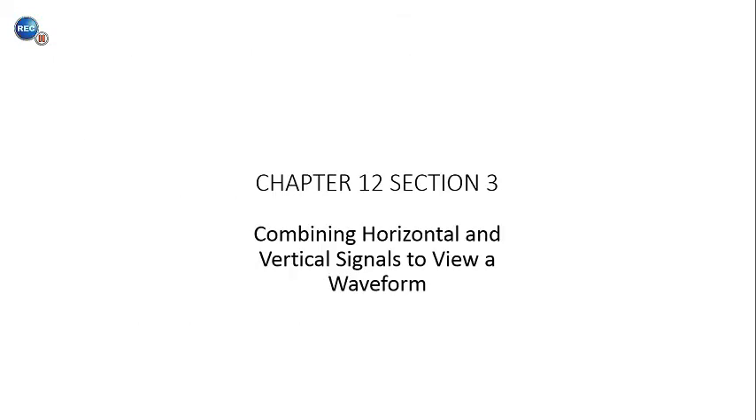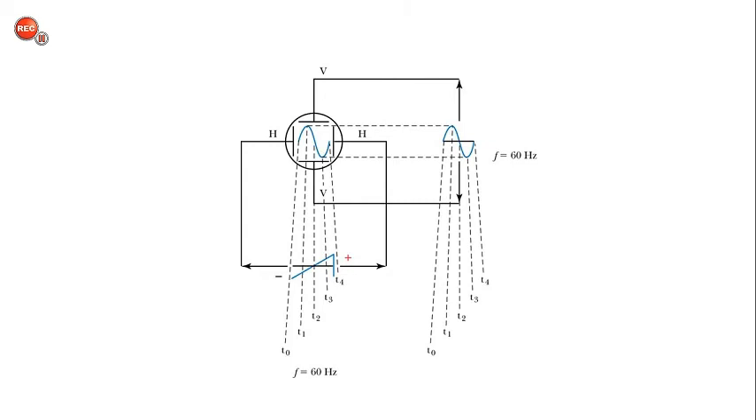This is section 3. This is combining the horizontal and vertical signals to view a waveform. And so again, here at the bottom, the voltage applied to the horizontal deflection plates is going to be a sawtooth wave. And notice that the rise time takes a long time, relatively, for the signal to rise, and just a very short time for the signal to fall. And so this is going to cause the horizontal tracing of the signal.